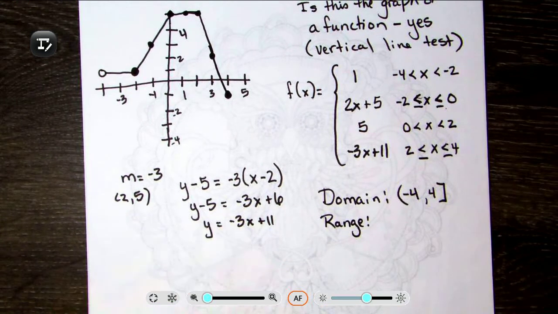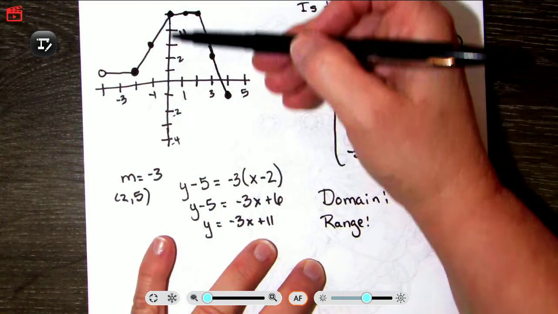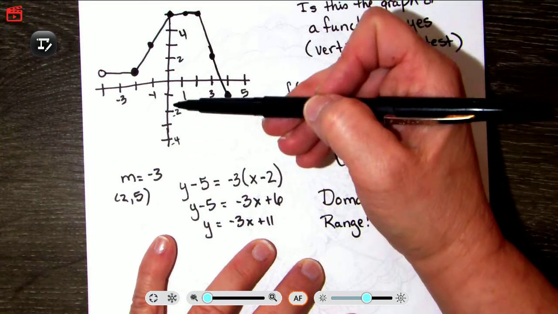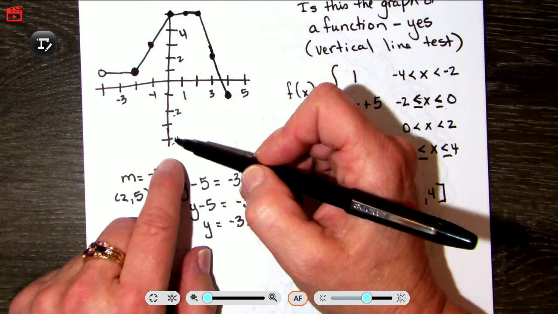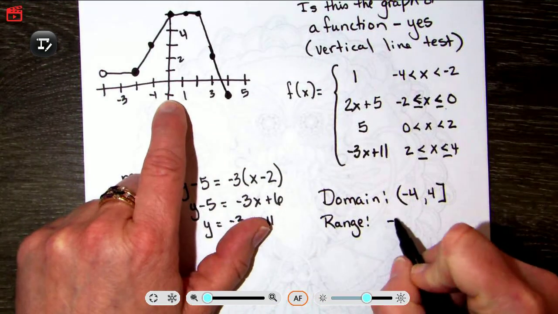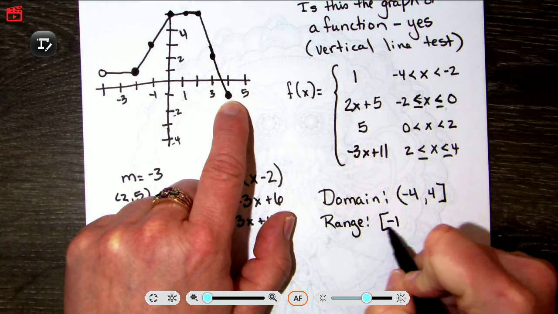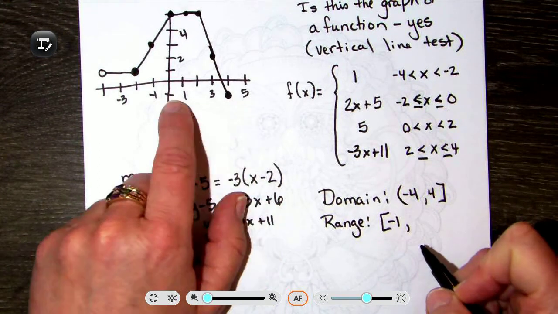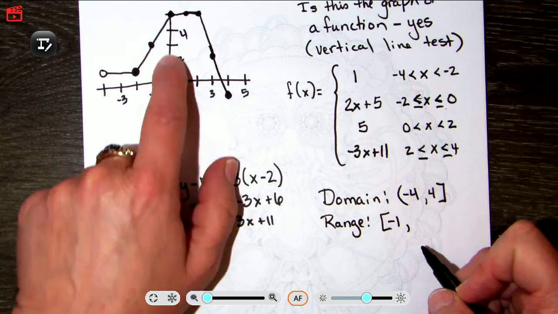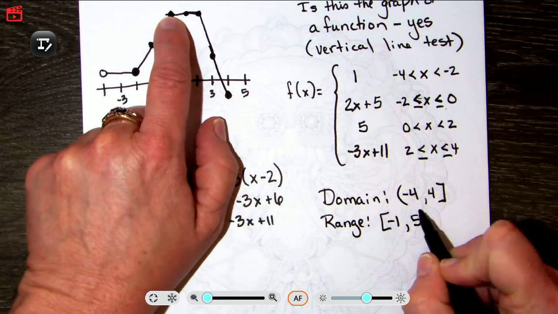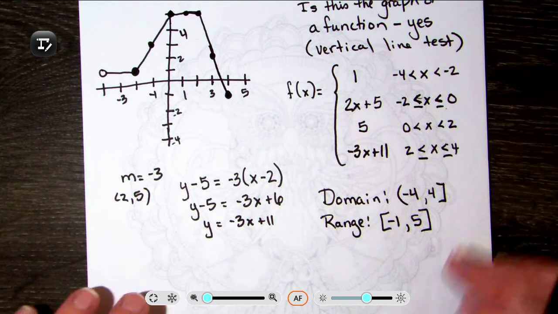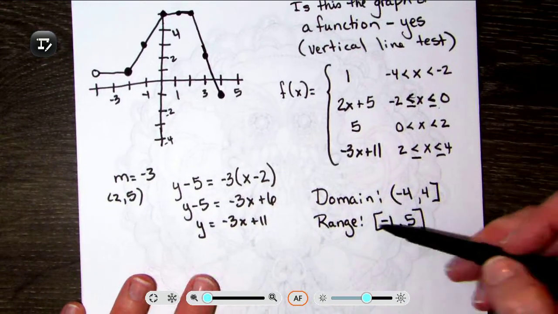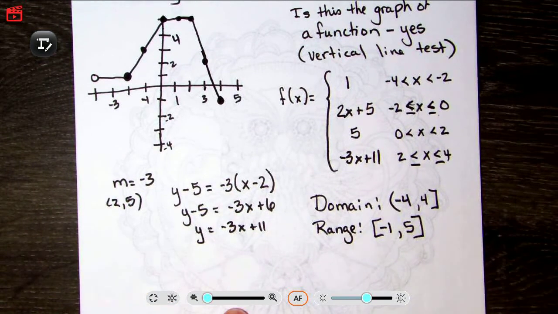Our range, again, is the outputs, or those y values that we get. So I'm going to be, again, looking on the y-axis, finding out what y values take on values. And I see that my smallest y value is a -1. I do get that value out, and I get every y value from -1 up until 5. And I also get 5, so we will also include that 5. So our range is going to be from -1 to 5.